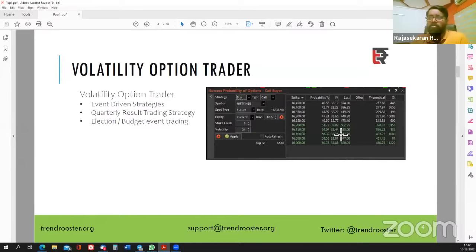Have you seen this kind of analysis anywhere? You can find this in any tools. This is something I captured from Fox Trader. Fox Trader is available in India.